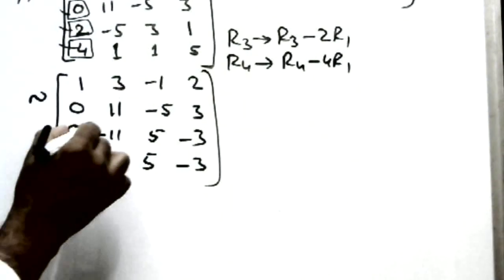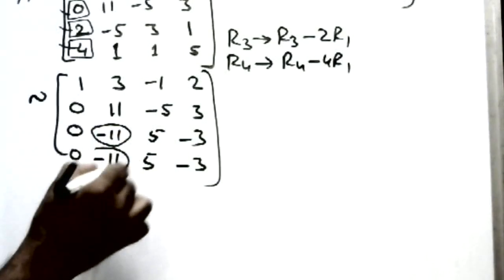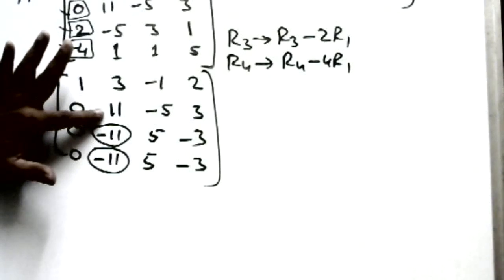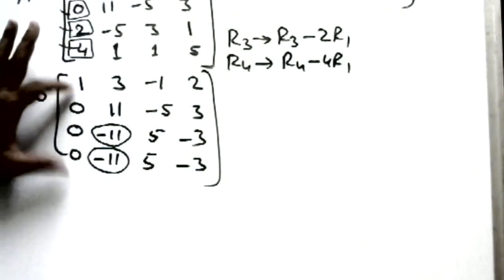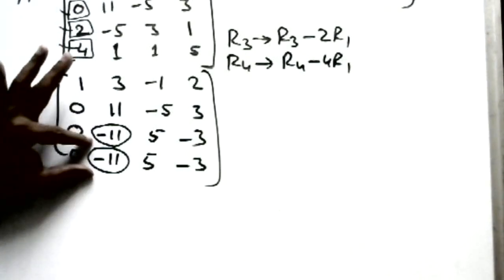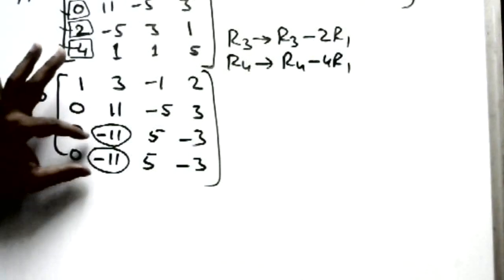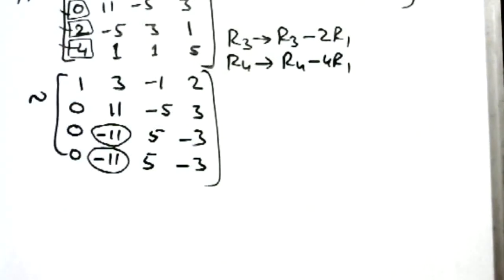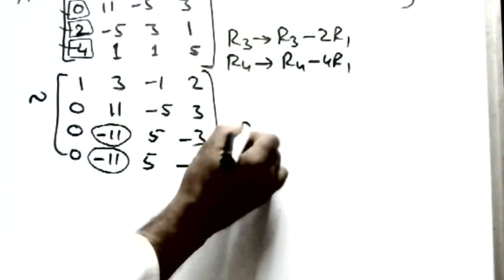Now the second step is we have to make these two zeros, this one 0 and this one 0. To make the first three zeros, we use R1. For the second two zeros, we use R2. For R3 and R4 to make 0, we use R2.